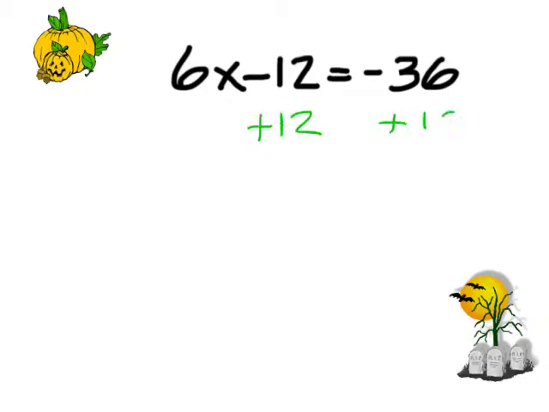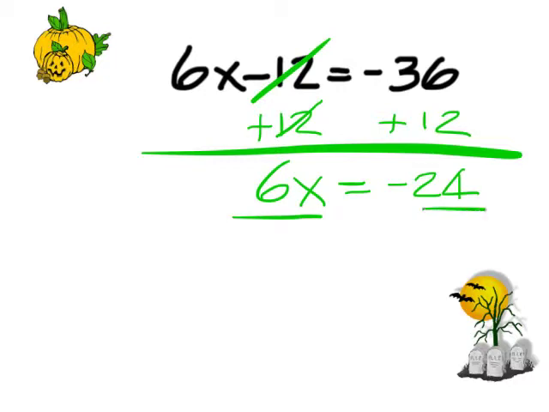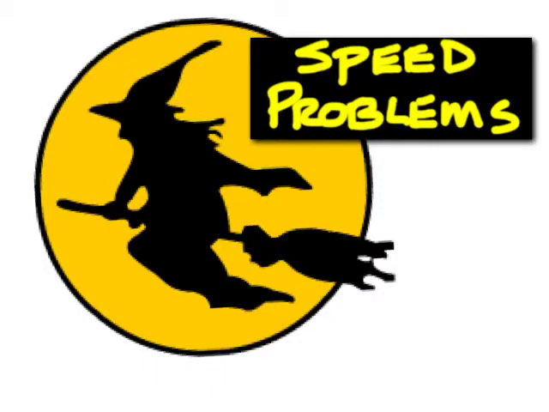Bonus problem number 4. You should add 12 to both sides, and when you do that, these cancel out. You're left with 6x equals a negative 24. Divide both sides by 6. You're left with an answer of negative 4.